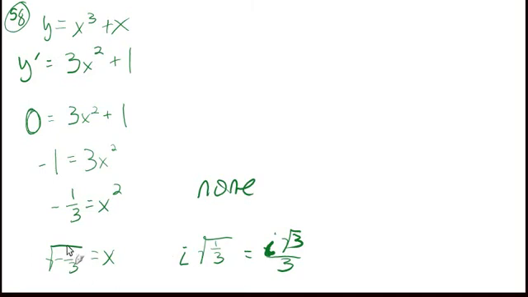But if this worked out to be some real number, that would be it. That would be the x value. And since we're taking the square root, we'd have a plus and a minus. So over here and over here are values of x that have a horizontal tangent line for that graph.